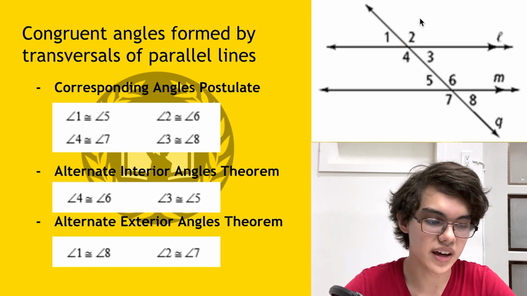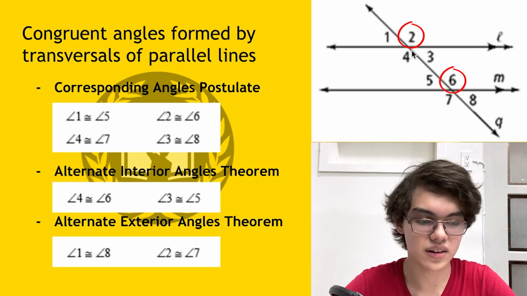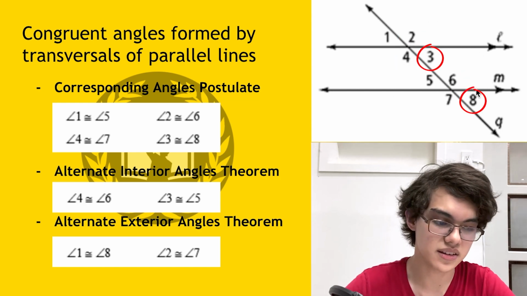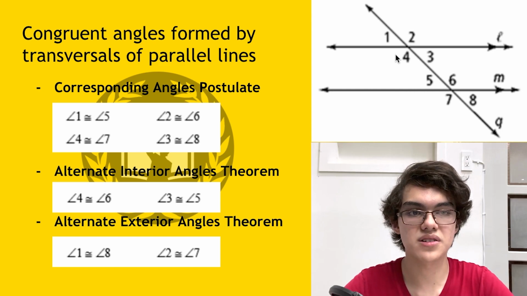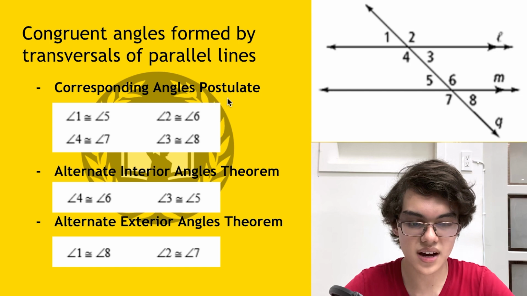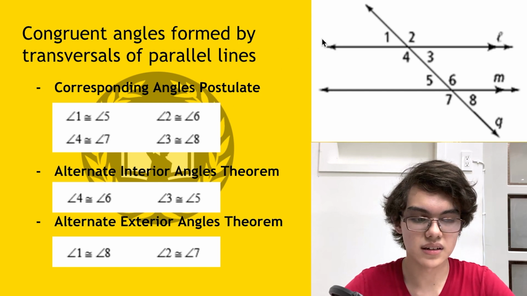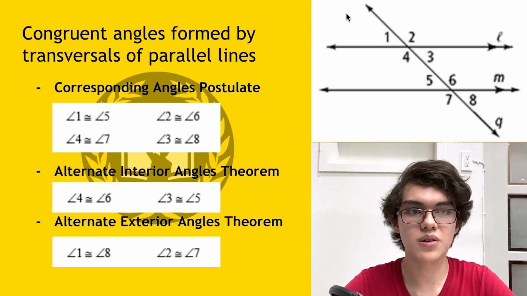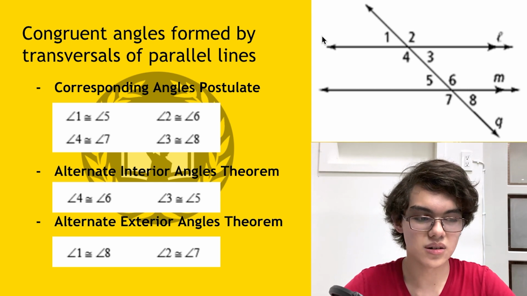Another example would be angle 2 and angle 6, angle 4 and angle 7, and angle 3 and angle 8. So these would all be pairs of corresponding angles. Because of the corresponding angles postulate, we know that these corresponding angles are always going to be equal, so long as these two lines are parallel and they're being crossed by a transversal.